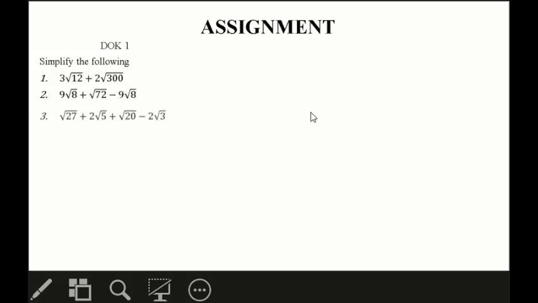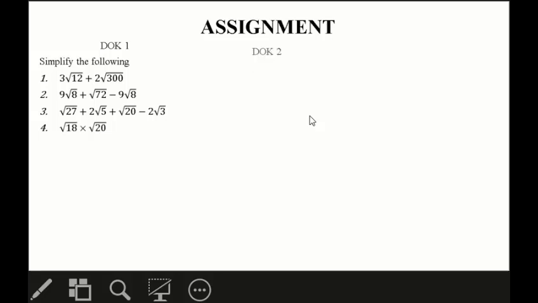We have an assignment. Simplify the following. This is a DOK level 1 question. So we have question 1, 3 root 12 plus 2 root 300, 9 root 8 plus root of 72 minus 9 root 8, which is question number 2. We have root of 27 plus 2 root of 5 plus root of 20 minus 2 root 3, and we have root of 18 times root of what?